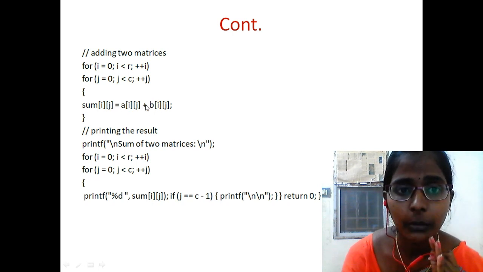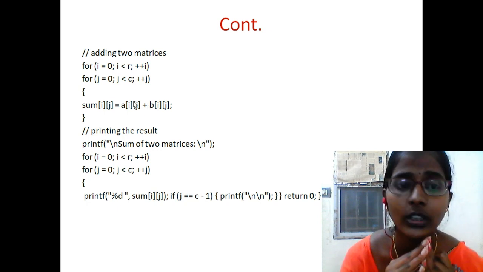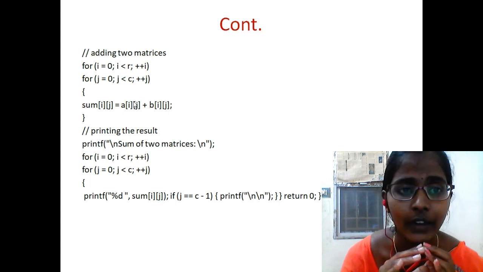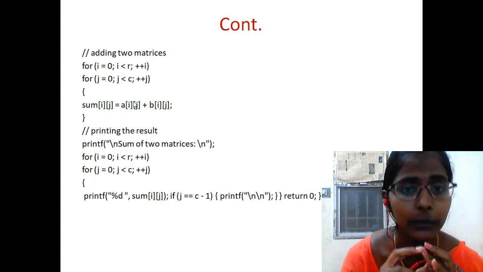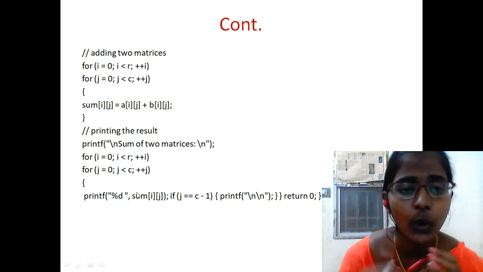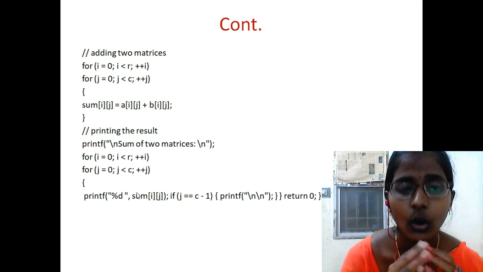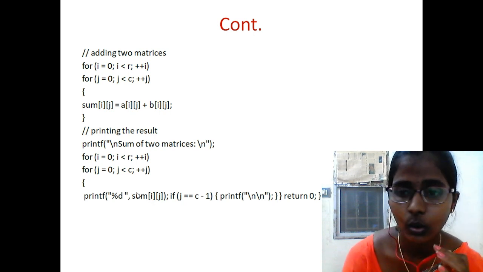Using the plus symbol, the values at both index positions will be added and stored in sum of i j. Initially the values of i and j will be 0. After that, i and j will be incremented, and the values of the sum matrix will be generated. After generating the sum matrix, we have to display the values, so the values are displayed in order using the printf function. So this is the basic two-dimensional array program. Thank you.